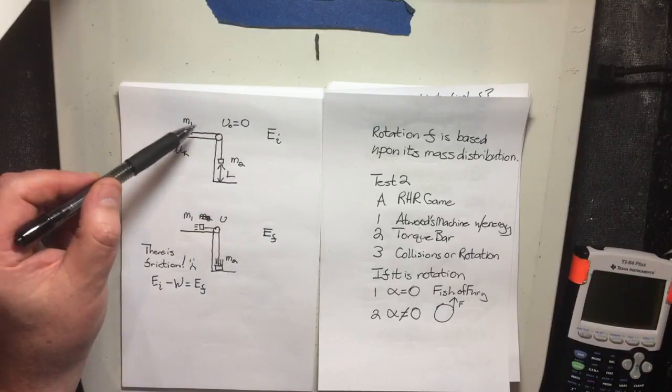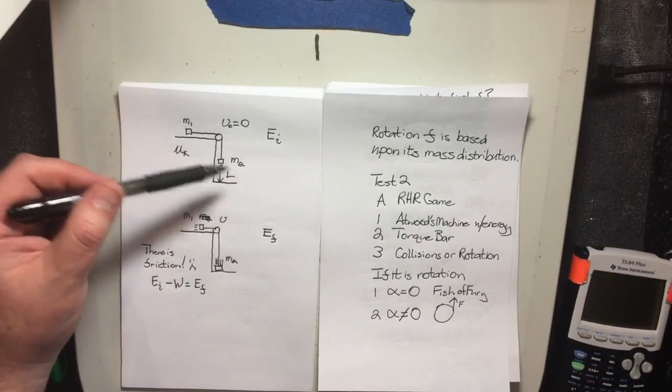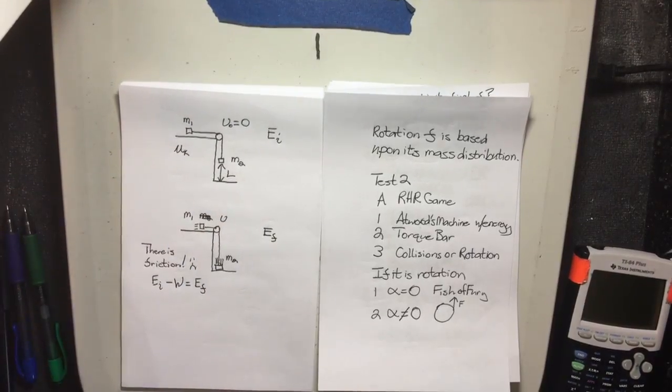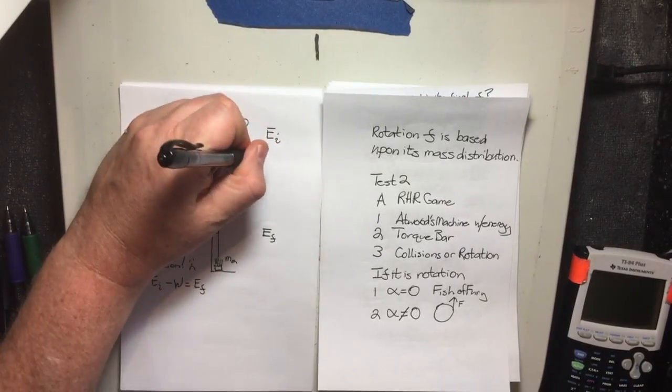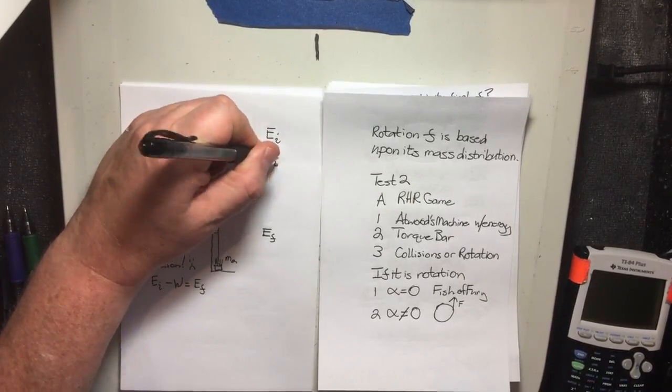Here, it's at rest, or the system has just overcome static friction. So what is the value of the kinetic energy at the beginning? Should be 0, yes. So there is no kinetic energy.